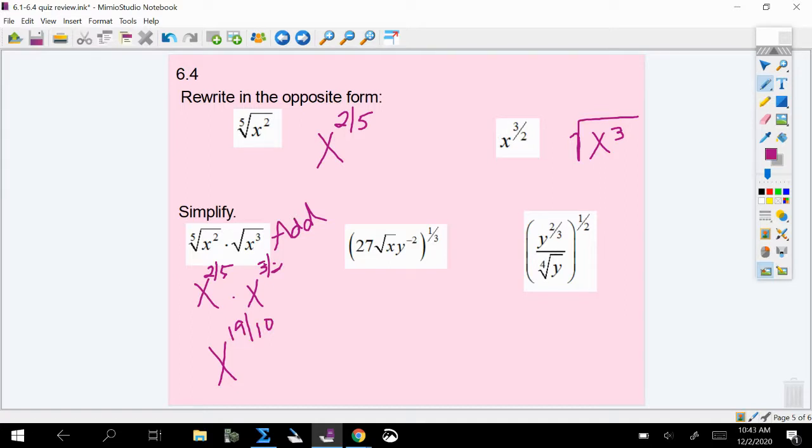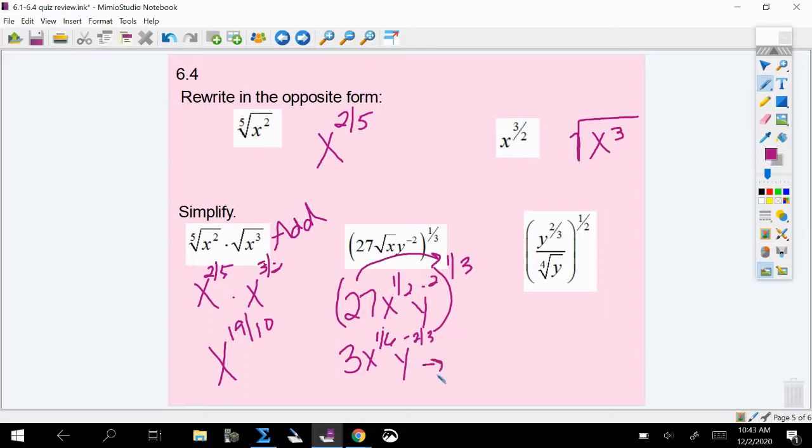The next one, the x needs to be written as the 1/2 power instead of a square root. Now I'm going to apply this power to everything. Now with the number, remember, you can just do it in the number part in your calculator. So you're going to take 27 to the 1/3 power, that is 3. Again, totally on your calculator, use your exponent button. And then you're going to multiply your exponents. So you're going to take 1/2 times 1/3, which again, you can use a calculator, you get 1/6. And then you're going to do negative 2 times 1/3, which is negative 2/3.